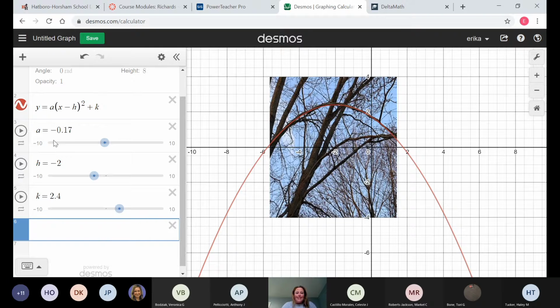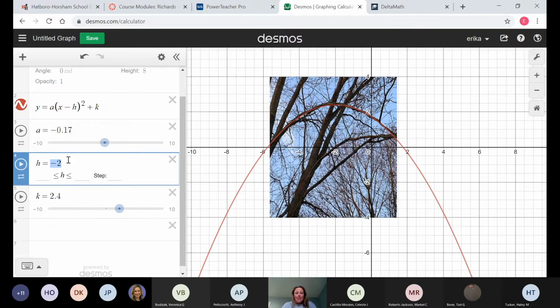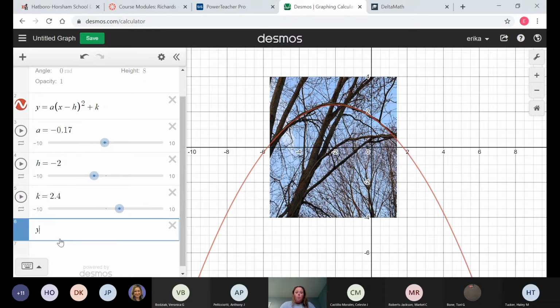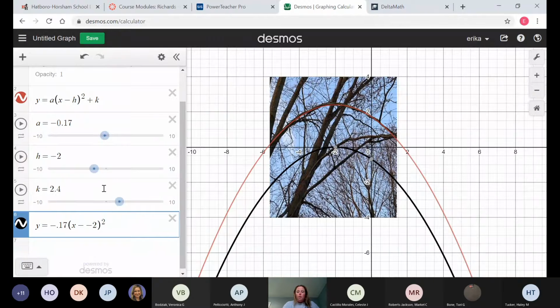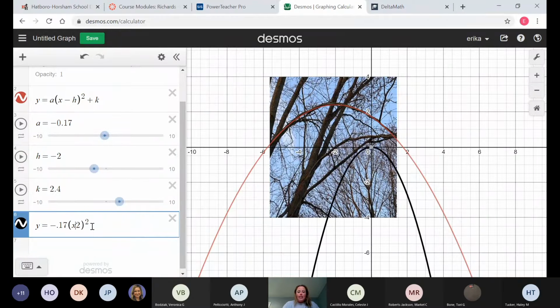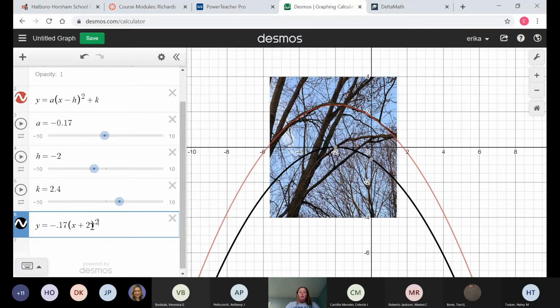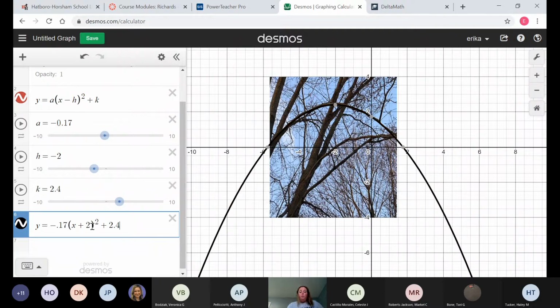So how do I get this? This is A, this is H, and this is K. Now be careful. Y equals A, negative 0.17, X minus a negative 2. So if I go like this, you need to be careful. That's kind of silly, right? I don't want a minus a negative. What does that become? Plus. So I need to understand that when I put in the H as negative, that turns it to a plus 2, and 2.4.